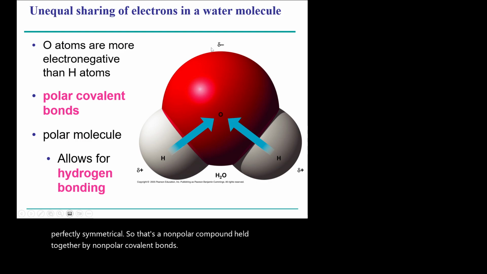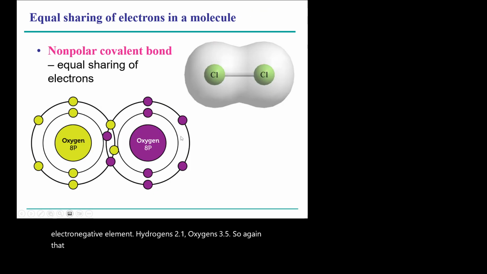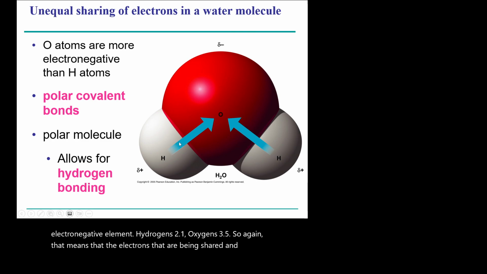The opposite would be true when you have different elements that are sharing those electrons with different values of electronegativity, like water. In water, oxygen is much more electronegative than hydrogen. How do I know that? Well, let's again look back at the table. So oxygen right next to fluorine is the second most electronegative element. Hydrogen's 2.1, oxygen's 3.5. So again, that means that the electrons that are being shared in this compound are going to be attracted more to the oxygen.